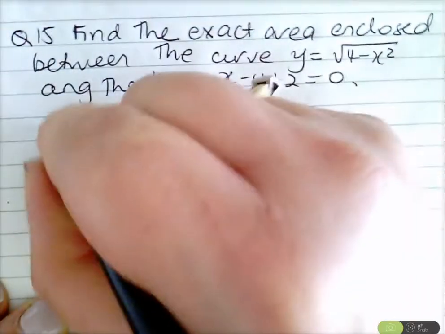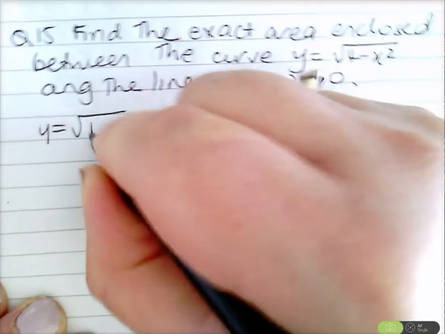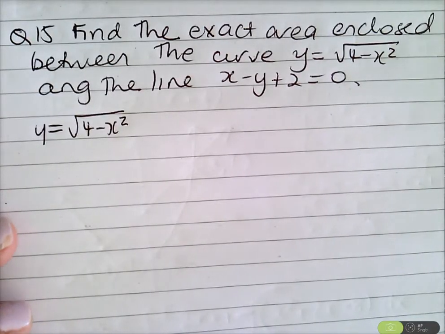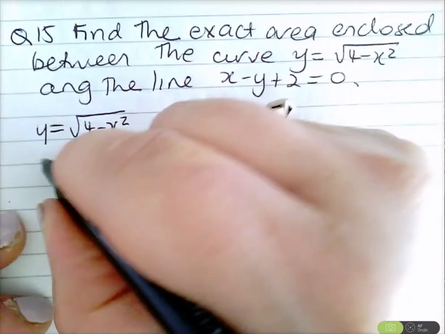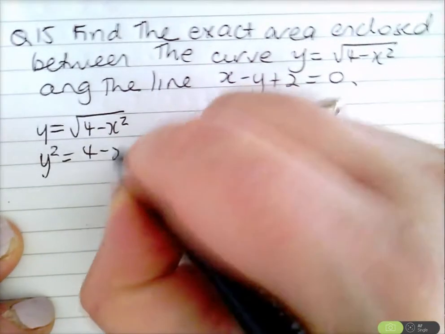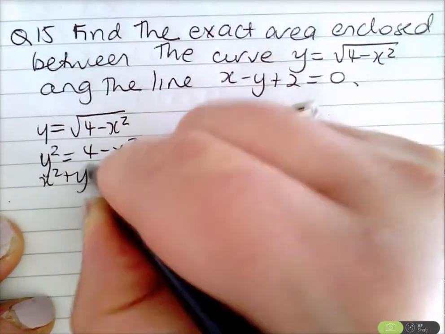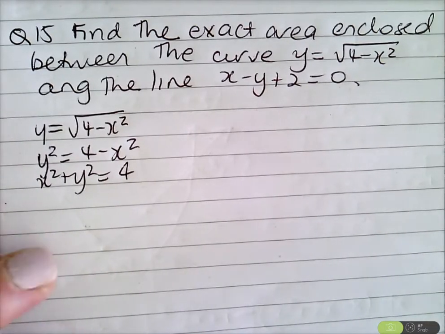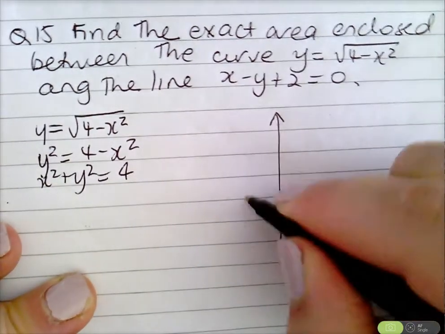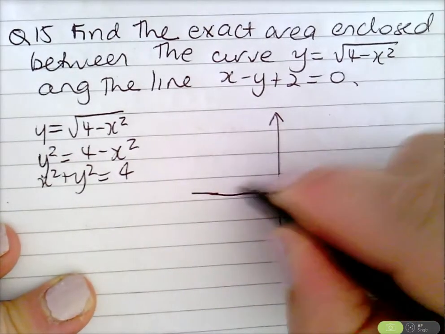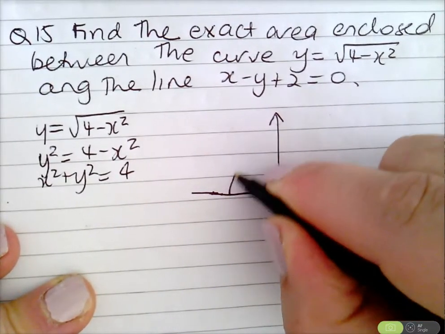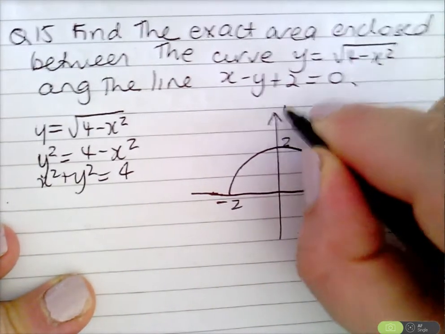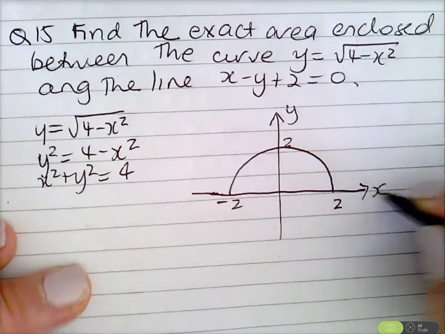If you weren't sure what this curve is, because some people get confused as to whether it's a semicircle or half a parabola, that's okay. You just square both sides, and you can see that it is going to be a semicircle, the top half or the bottom half. Okay, what's the radius? 2. All right, so we've got a semicircle sitting above the x-axis, radius 2.